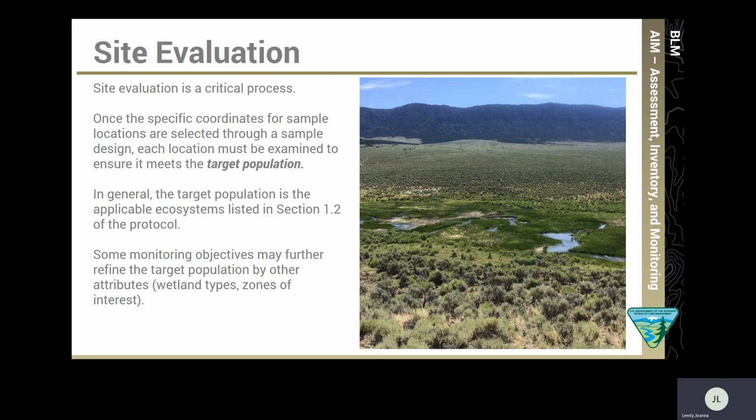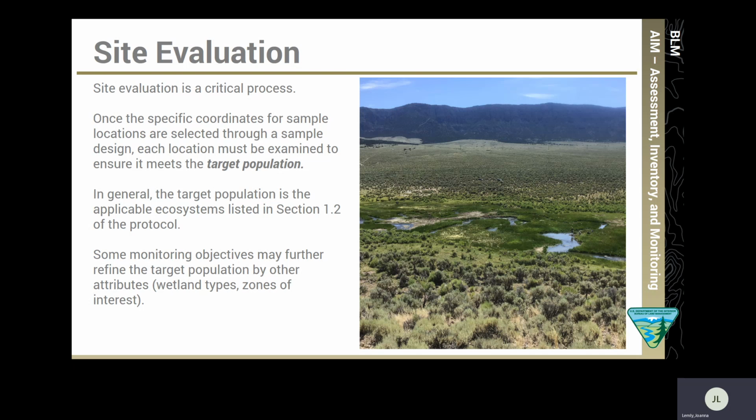Site evaluation is a critical process for all monitoring projects. Once a sampling approach and the specific coordinates associated with sample locations have been selected, each location must be evaluated to ensure it fits within the target population of the monitoring project. In general, the target population will be the applicable riparian and wetland ecosystems defined in Section 1.2 of the protocol. However, some monitoring projects may refine the target population further, for example, by wetland type, by management priority, such as sage-grouse habitat, or by specific zones of interest within larger wetland or riparian complexes.